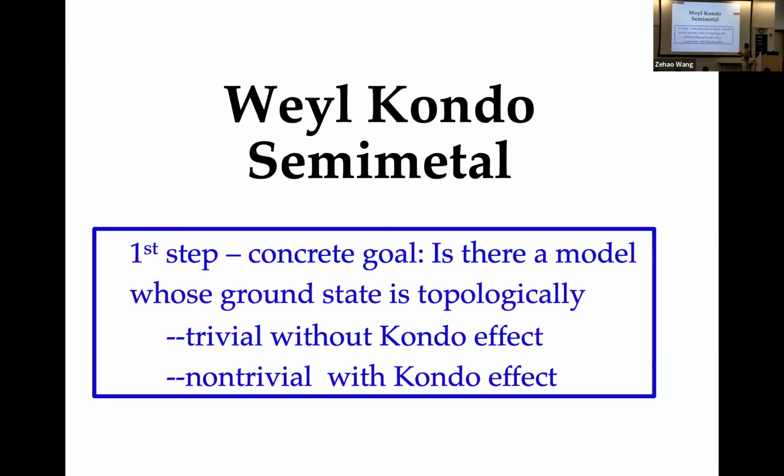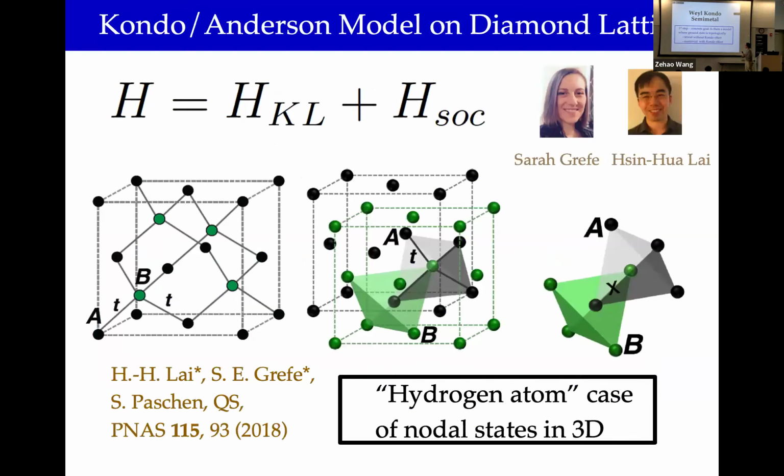So the first question that can be asked is, in a way, a very modest one. Is there a Kondo lattice model, or Anderson lattice model, which I have not described, but just one step back in the hierarchy of energies, whose ground state is topologically trivial without the Kondo effect, but becomes topologically non-trivial with the Kondo effect? With that motivation, this was Sarah Griffith's thesis work.